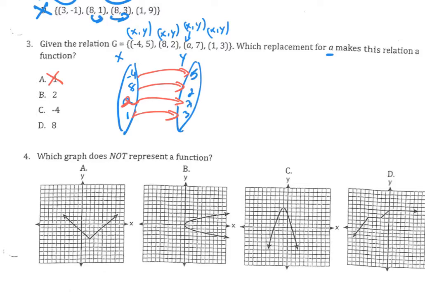Unlike that, C is wrong because we have -4 here. And D is wrong because we really have 8 here. So 8 has output 2, and if we choose D, we're going to have 2 outputs, 2 and 7, which doesn't represent a function. So the answer would be B. If we replace A with 2, that's going to make this relation a function.